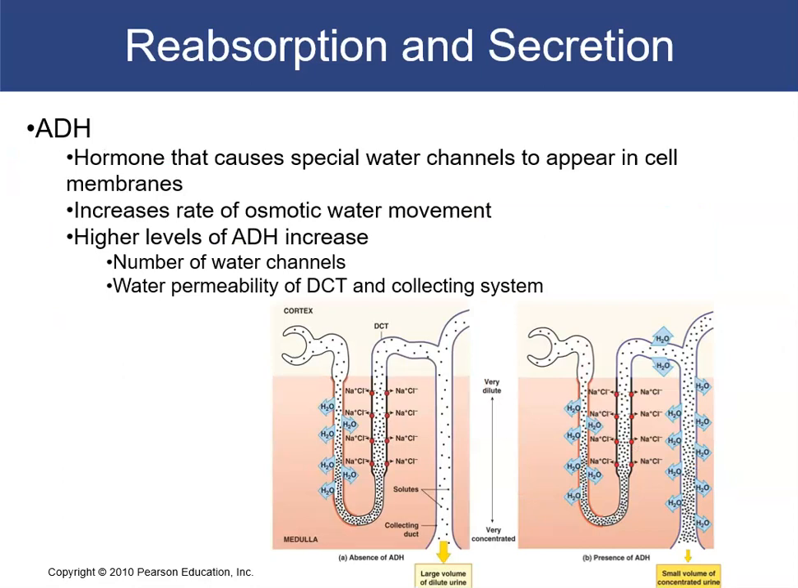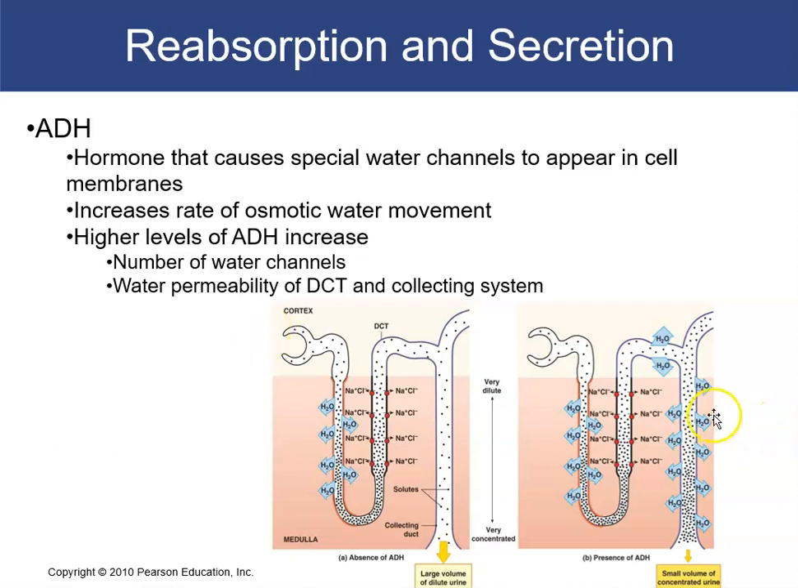What ADH does is it will cause special water channels to appear in the cell membrane of the collecting ducts. This will increase the rate of osmotic water movement. The higher the levels of ADH are, the more channels will be inserted into this portion of the nephron. And it will have an effect. It will increase the water permeability of the distal convoluted tubule and the collecting system.